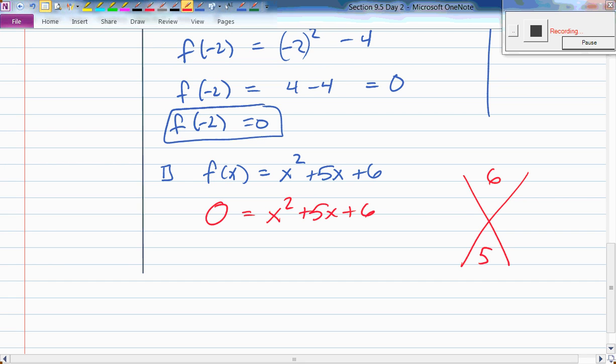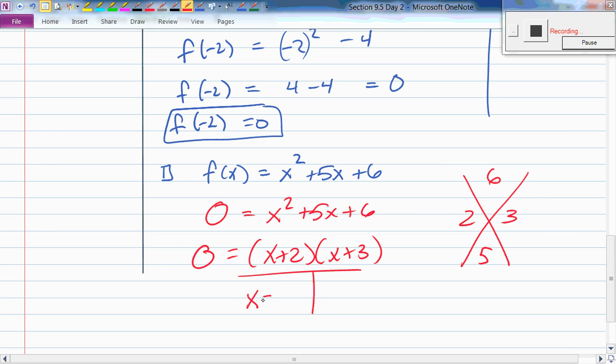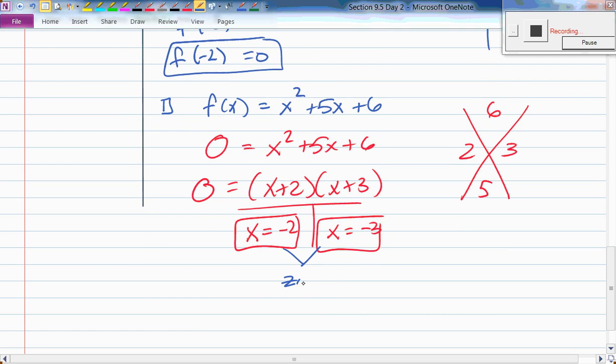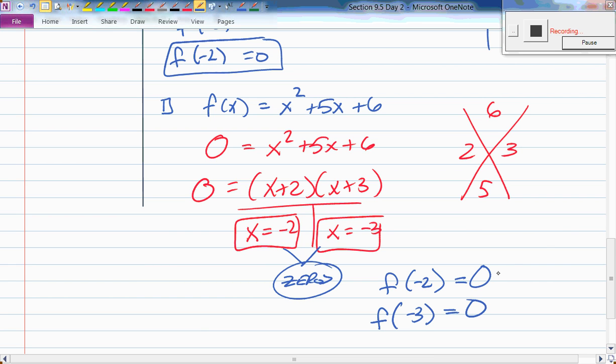No, not 6 and 1. 2 and 3. Very good. So 0 equals x plus 2 times x plus 3. Use the zero product property. x has to be what two numbers, you guys? x has to be -2, or x has to be -3. And those are the zeros of your function. And that's it. So if you evaluate f of -2, you're going to get a 0 out of it. Or if you evaluate f of -3, you would get a 0 out of it. And that's why they're called zeros. Does that make sense? Yep. All right.